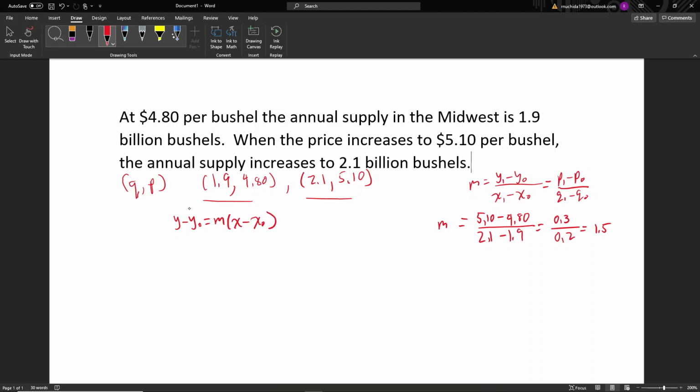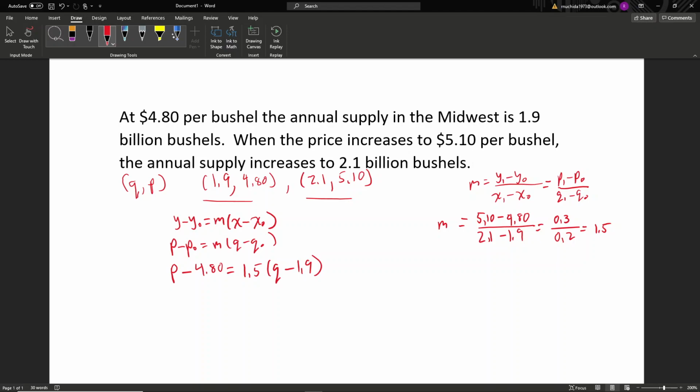Since again we're using p's and q's, our p's are the y's and the q's are the x's, so this would be p minus p0 equals m times q minus q0. In this case, that'd be p minus, let's use this first point, so p0 would be 4.8, equals our slope 1.5 times q minus q0, which would be 1.9.